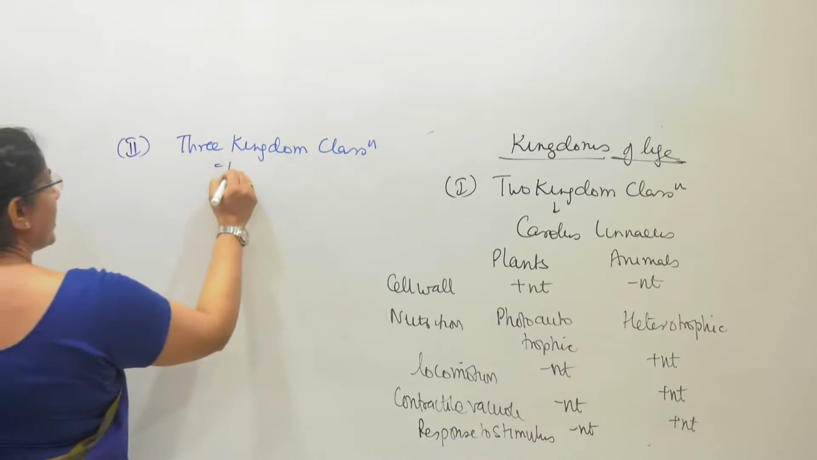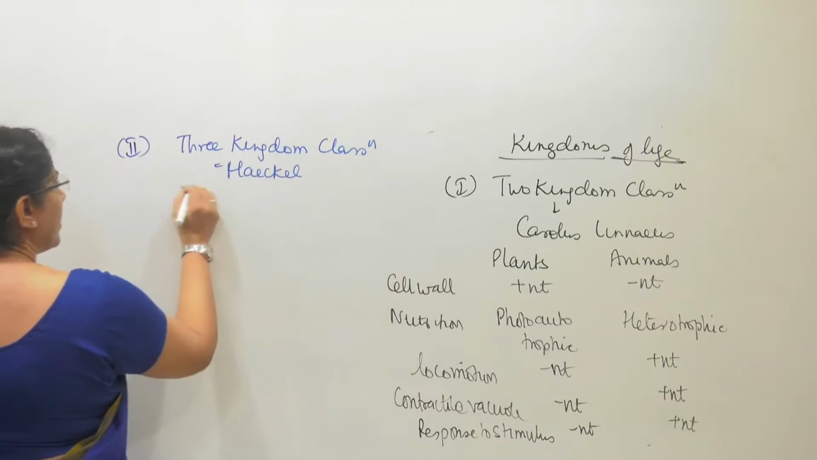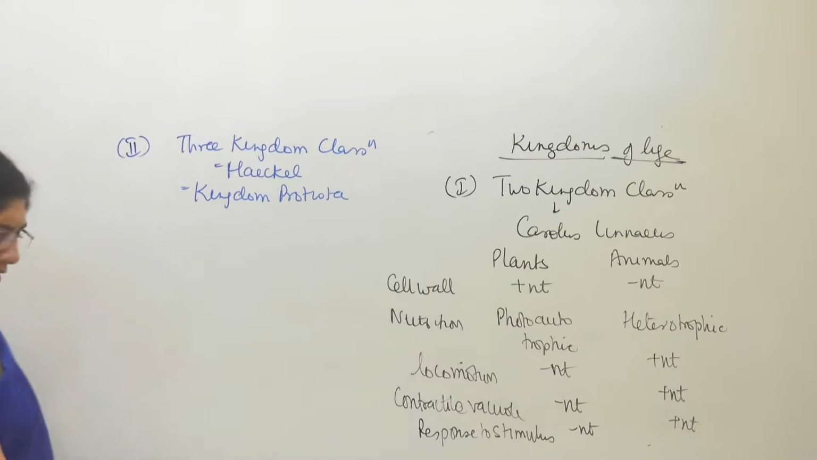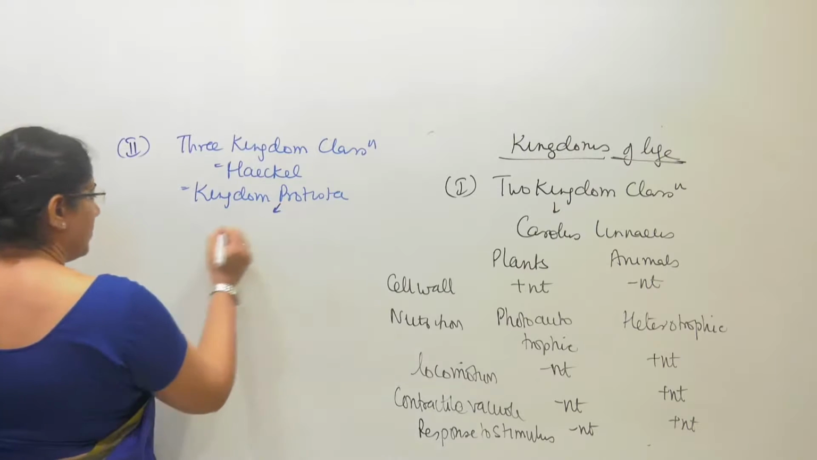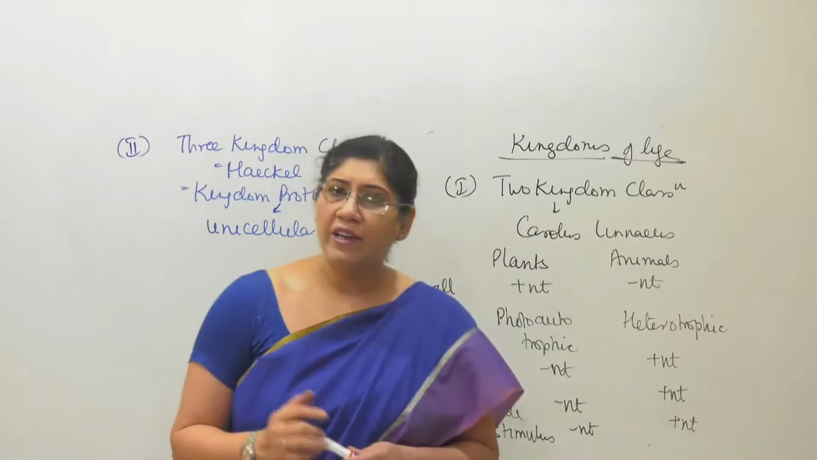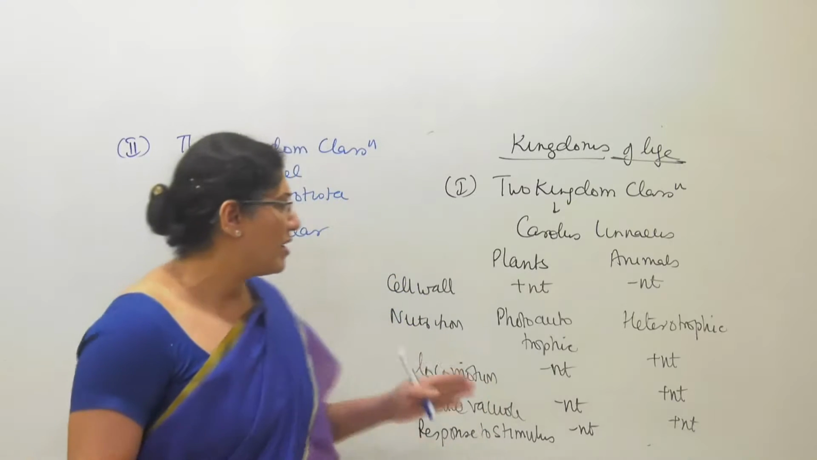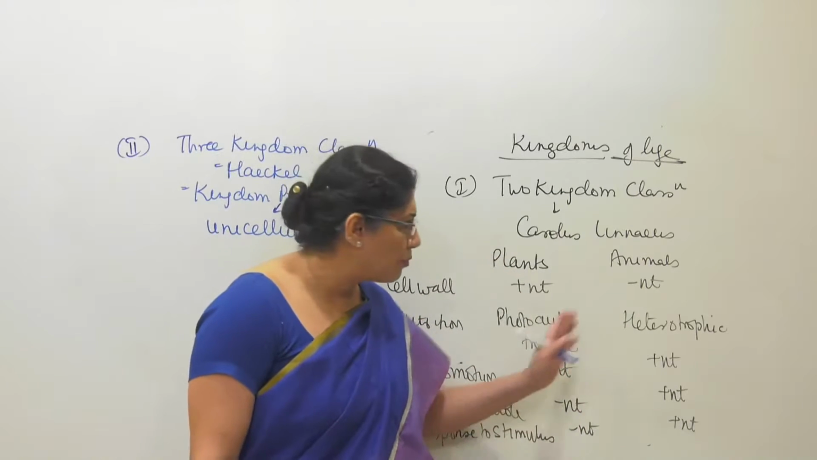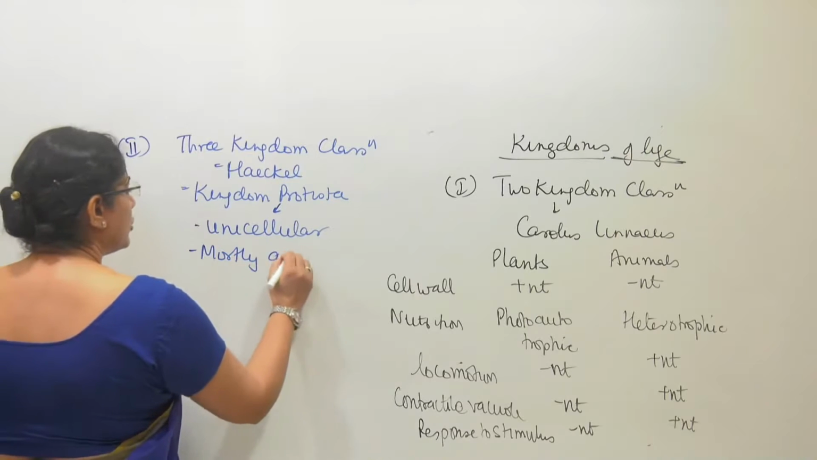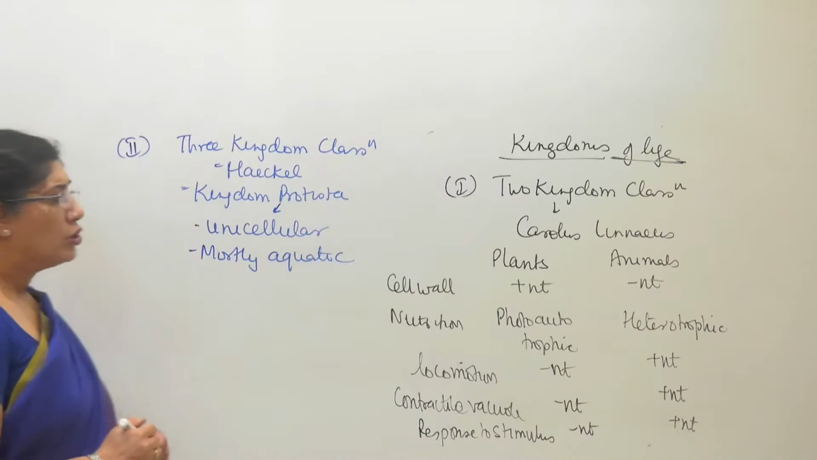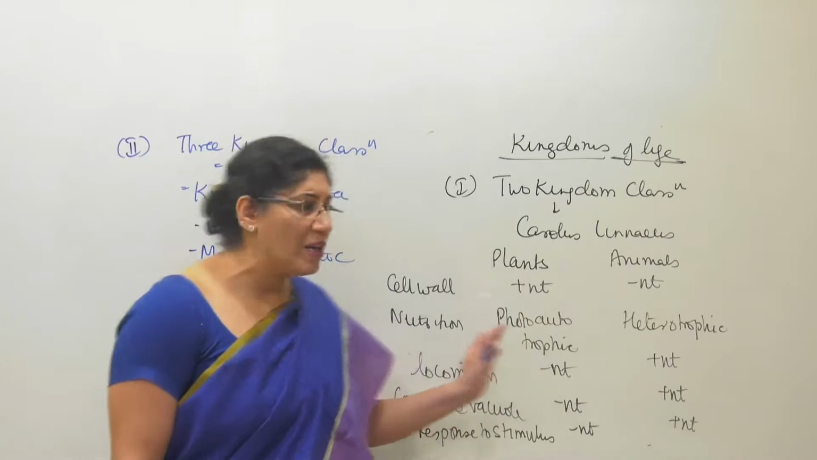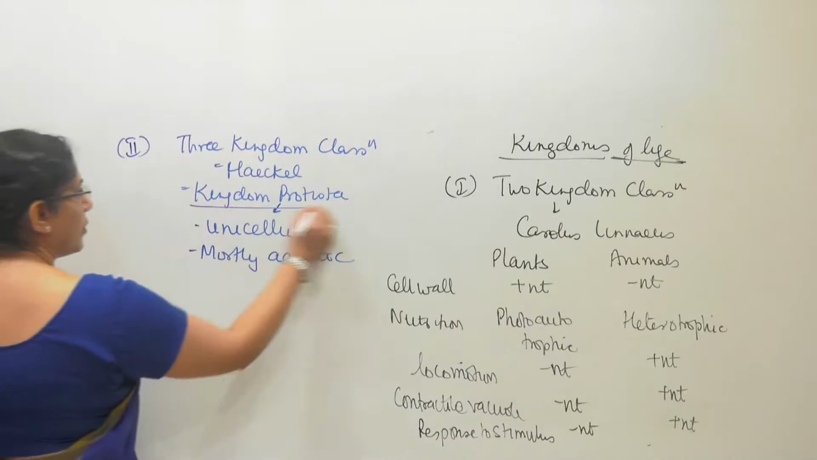The three kingdom classification was given by Haeckel, where he has introduced kingdom Protista. His criteria of identifying kingdom Protista was unicellulars, not unicellular eukaryotes. When Haeckel created kingdom Protista, he just separated as many unicellulars as possible from both Plantae and Animalia. And the second criteria he took was they should be mostly aquatic. So he left several unicellulars here because they were not aquatic. So his primary criteria was unicellulars and aquatic. So he gave the kingdom Protista.